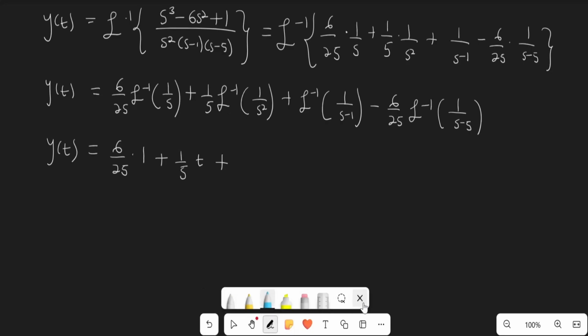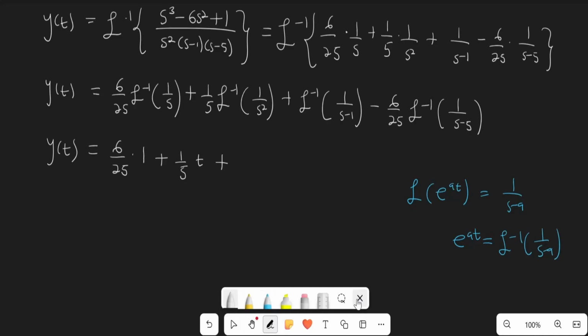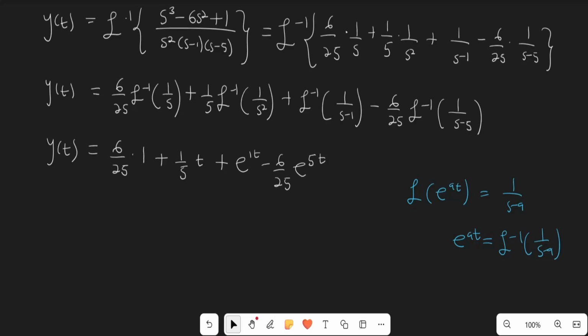Plus, what about this? The Laplace inverse. The Laplace transform of e to the at is 1 over s minus a with s strictly greater than a. That implies that the Laplace inverse of 1 over s minus a is going to return the exponential function e to the at. So this is what we have. And now for the third and the fourth one, the Laplace inverse of 1 over s minus 1, a in this case is 1. So this is going to be e to the 1t minus 6 over 25, a constant, multiplied by the Laplace inverse of 1 over s minus 5, which is e to the positive 5t, like this.